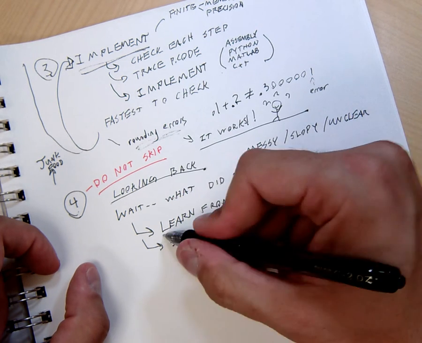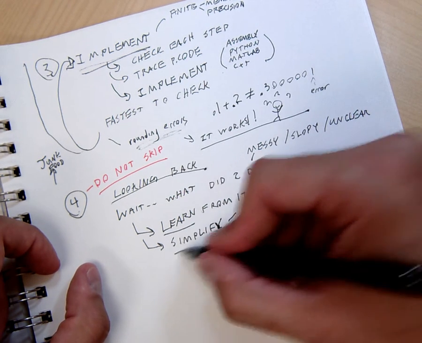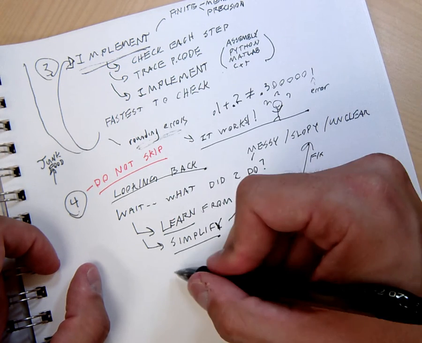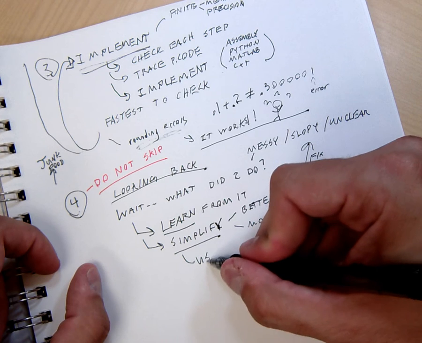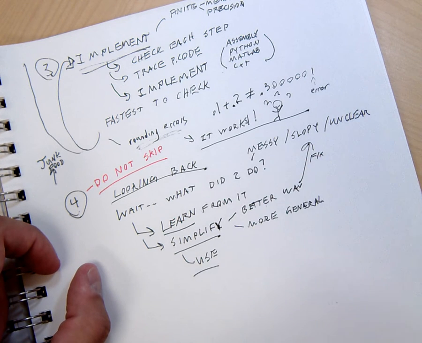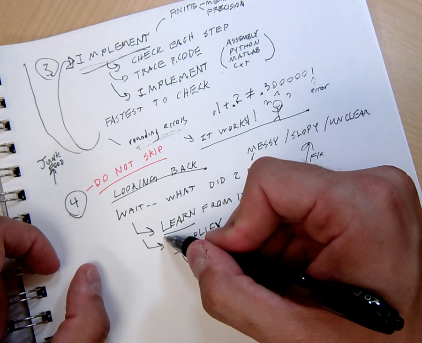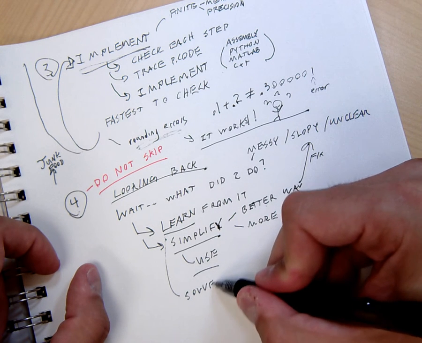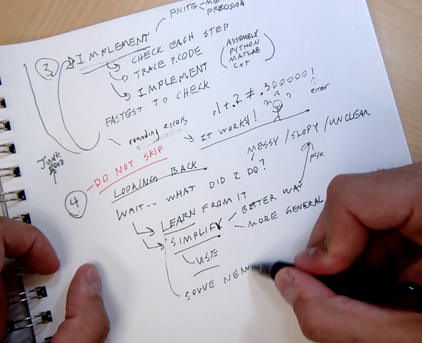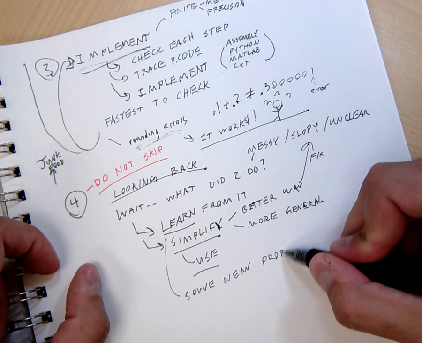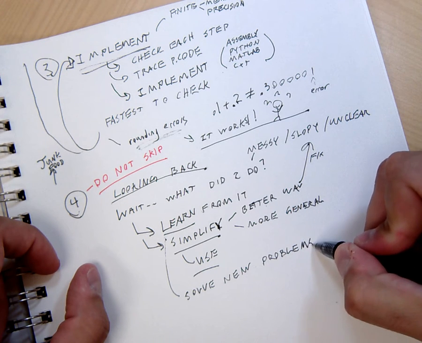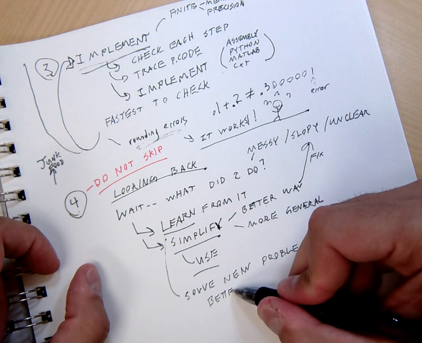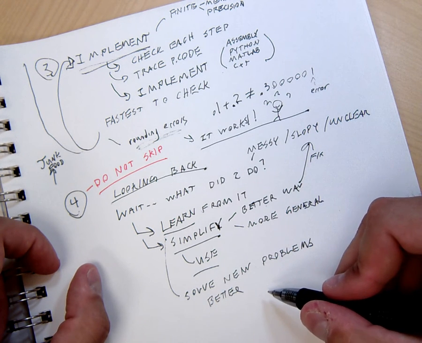And when I say learn from it and simplify, simplifying helps fix some of those issues, because you need to be able to use it later. And also, you learn from it. So if I learn from it, I can actually solve new problems better, because I learned something from this problem.